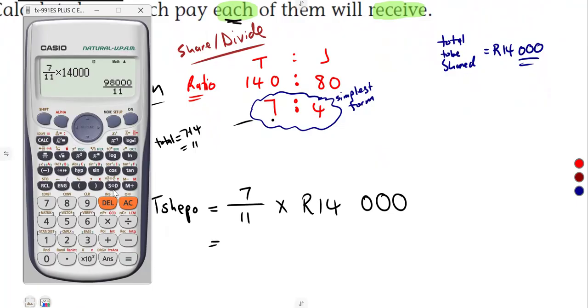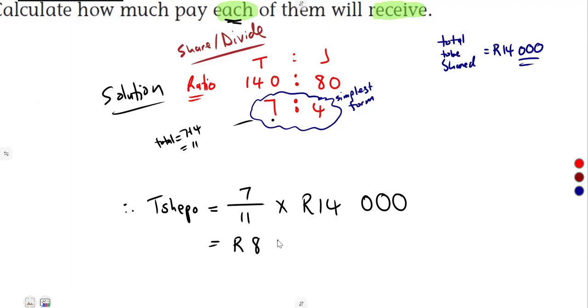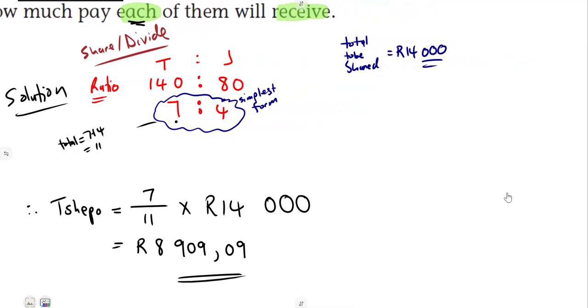So press the S-D button, this one, S-D change. So press it again. This one, it is like 0.9999. So if you press it like this, it's going to show you. You can even round off to 2 decimal places. Shift, you go to the setup, then you press Fix, number 6, then for 2 decimal places you press 2. So it's going to give you your answer to 2 decimal places, 8,909.09, like that. So this is what Tsepo is going to obtain at the end of the day.